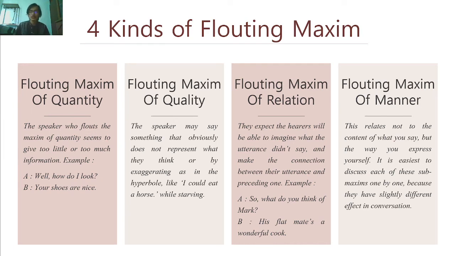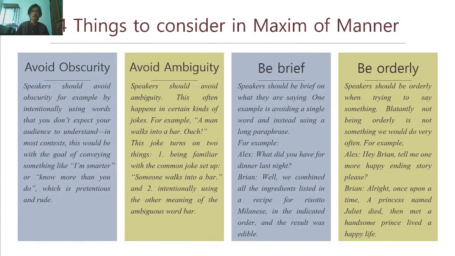And the fourth one is floating maxim of manner. This relates not to the content of what you say, but the way you express yourself. It is easy to discuss each of these sub-maxims one by one, because they have slightly different effects in conversation. And in maxim of manner, there are 4 things to consider.